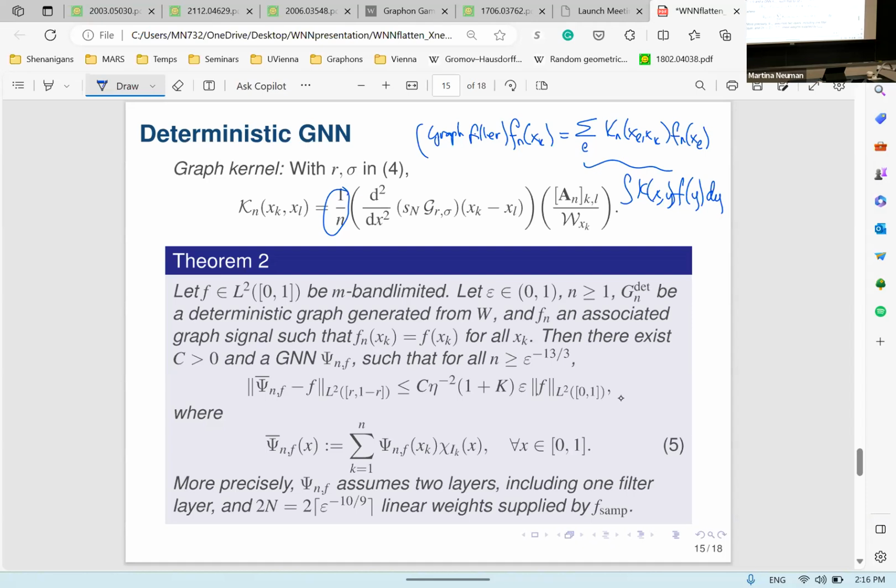You don't need to worry about this 5 here. So this is a measurement of how good the output of the GNN psi and f is. The way that we measure it is that we map everything to the continuum. So this is an extension of the psi and f on the continuum from the interval from 0 to 1.